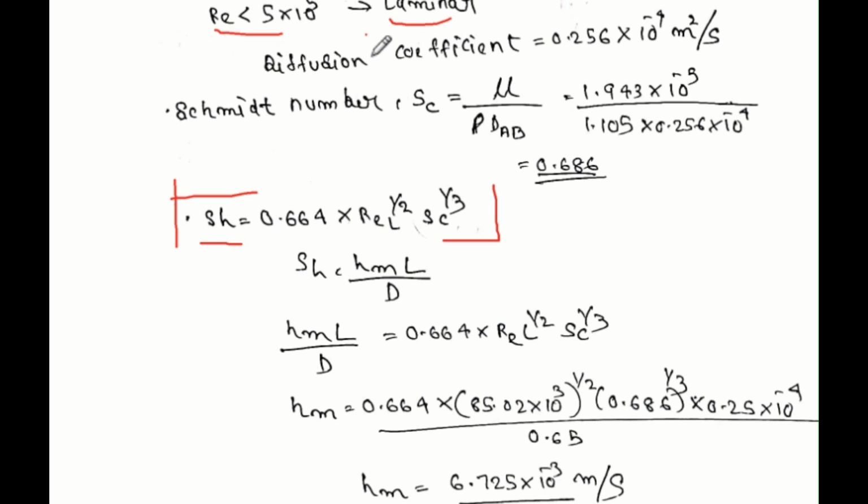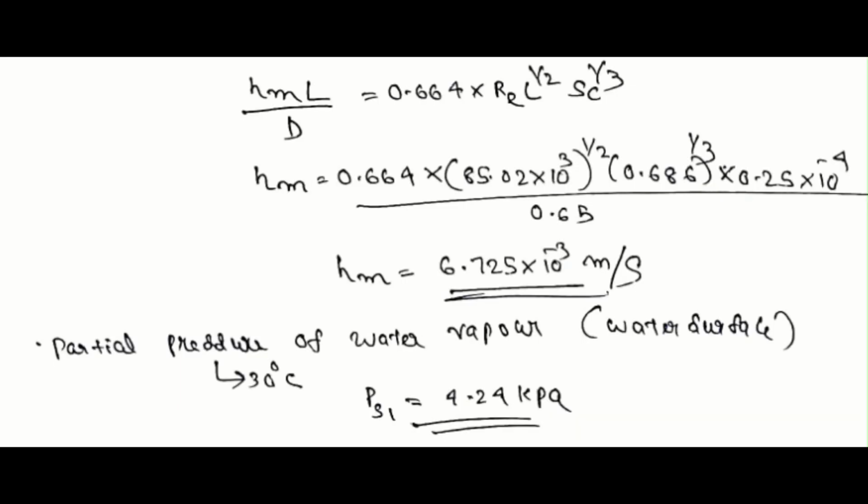First of all, find the Reynolds number and determine whether the flow is laminar or turbulent. Then find the Schmidt number and the Sherwood number, and use the Sherwood number formula to equate and find the mass transfer coefficient. So now we have the value of hm, the mass transfer coefficient.